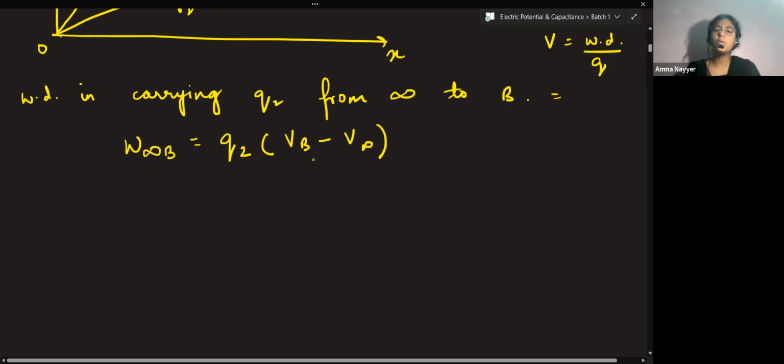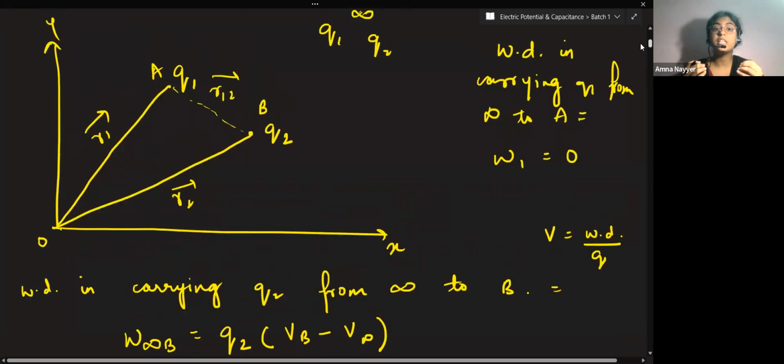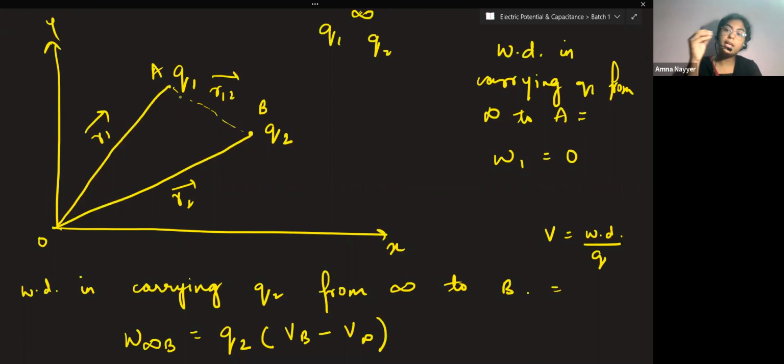So difference, how do you calculate? Final minus initial, no? Final is VB, at which Q2 has been placed. V initial was infinity, so V infinity is 0. Potential at infinity is always 0. But potential at B point, now see, potential at B point is generated because of Q1 interacting with Q2. So potential here will be because of the charge Q1 only.